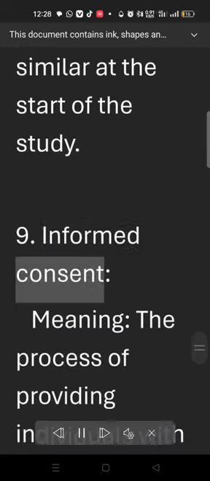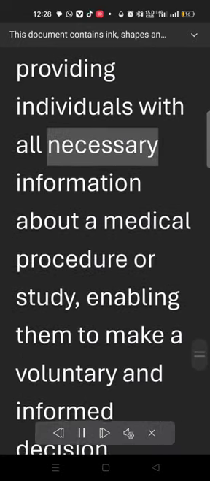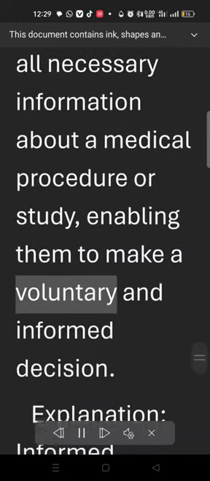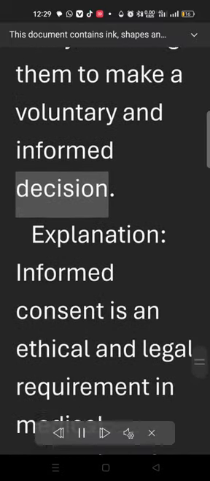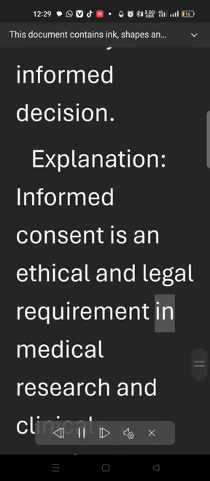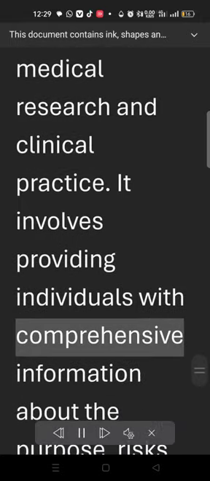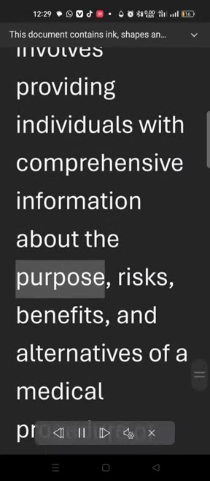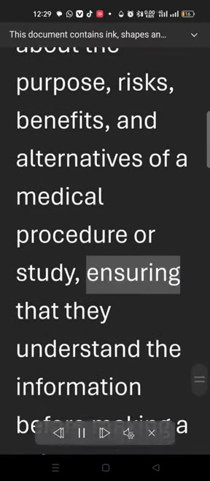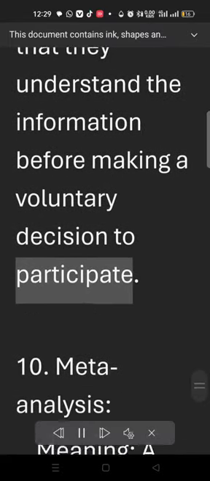9. Informed consent. Meaning: the process of providing individuals with all necessary information about a medical procedure or study, enabling them to make a voluntary and informed decision. Explanation: informed consent is an ethical and legal requirement in medical research and clinical practice. It involves providing individuals with comprehensive information about the purpose, risks, benefits, and alternatives of a medical procedure or study, ensuring that they understand the information before making a voluntary decision to participate.